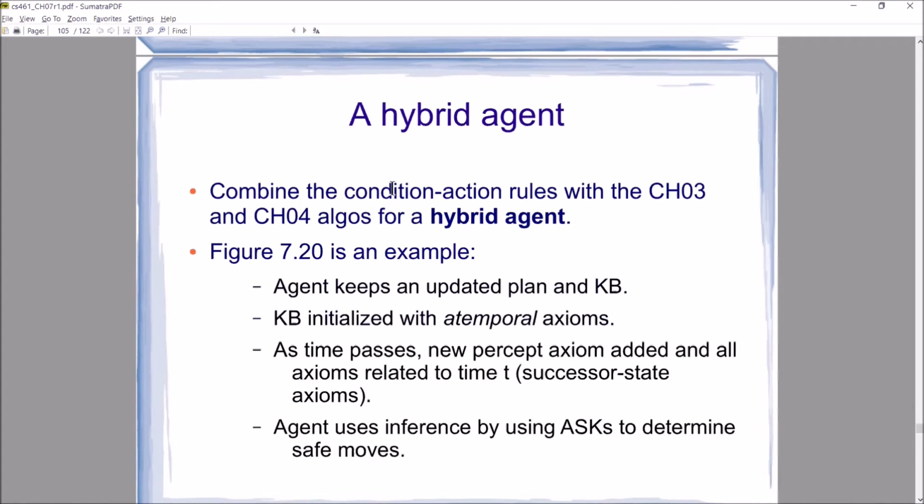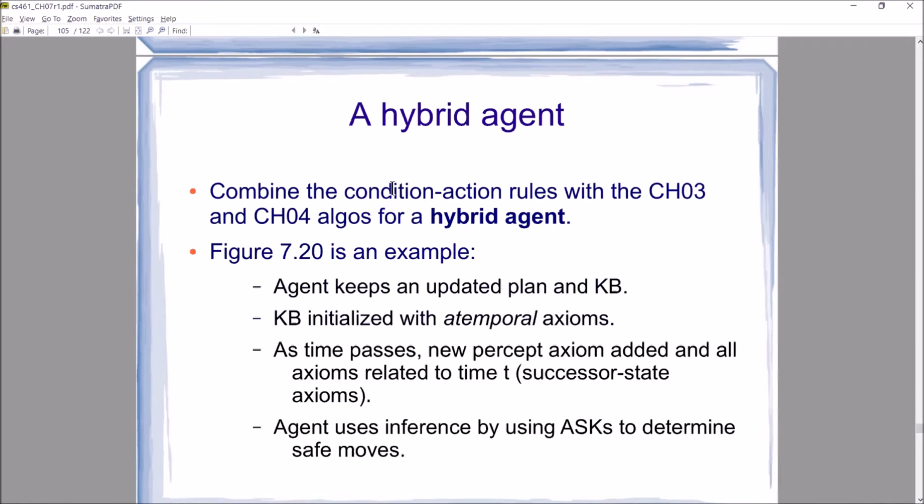Okay, so figure 7.20, which we'll take a look at here in a second, has pseudocode that lays out how such an agent could work. Okay, so here are the big elements of it, the highlights. So the agent is going to need to keep an updated knowledge base and an updated plan with what it needs to do, or what it wants to do, what's its next move, for example. Okay, the knowledge base needs to be initialized with those atemporal axioms, those axioms that aren't going to change with time. For example, no pit in square 1, 1. That's not going to change.